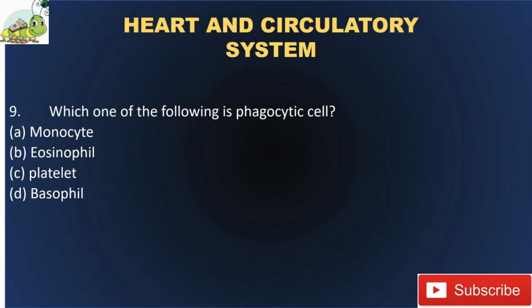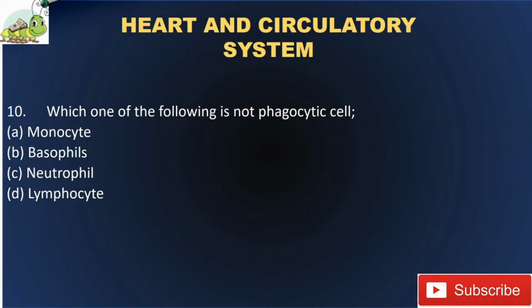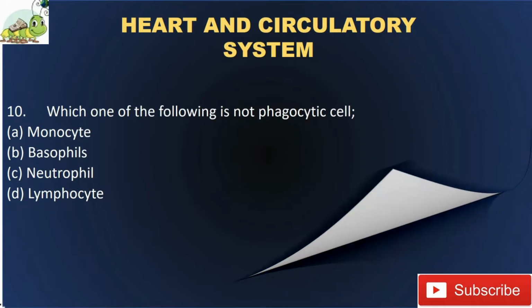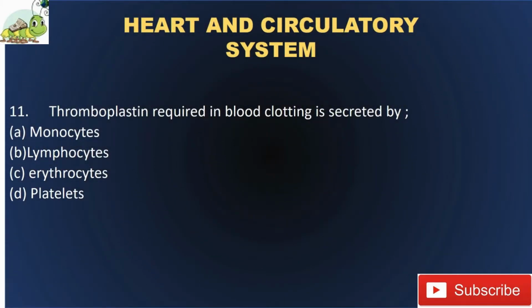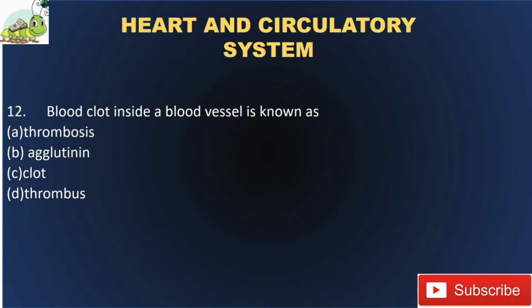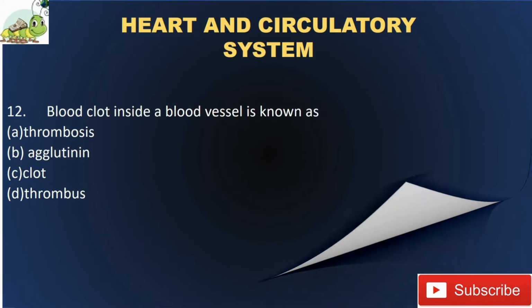Question number 9. Which one of the following is phagocytic cell? Monocyte, eosinophil, platelet, basophil. Question number 10. Which one of the following is not phagocytic cell? Monocyte, basophil, neutrophil, lymphocyte. Question number 11. Thromboplastin required in blood clotting is secreted by monocytes, lymphocytes, erythrocytes, platelets. Question number 12. Blood clot inside a blood vessel is known as thrombosis, agglutinin, clot, thrombus.